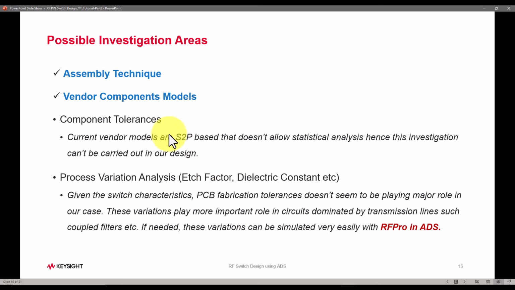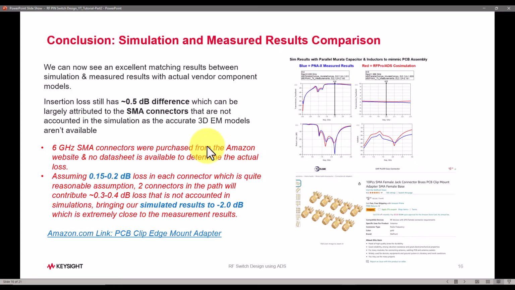So moving on, we cannot do those two analyses. Then essentially when we try to conclude our investigation, what is still causing the difference between the performance in simulation world and measurement world? We have around 0.5 dB difference in our case. You can see rest everything is matching very well. I found out that the connectors which are used in the actual PCB assembly are not very high quality connectors. They were purchased from Amazon and these connectors are like 6 GHz frequency range, and I have provided the link in the description box and also on this slide here, so you can go and take a look.